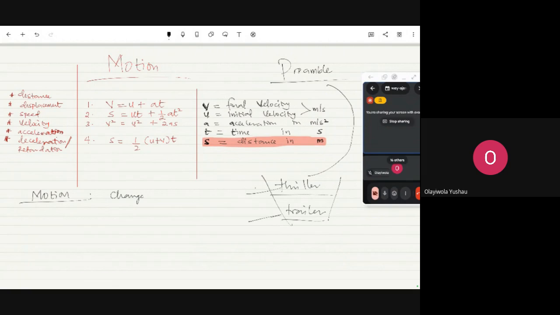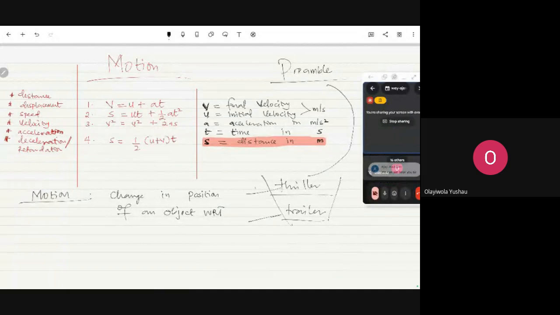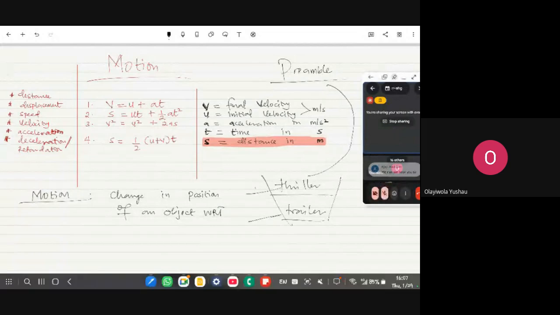Now let's come to the class. What is motion? Motion is change in position of an object.